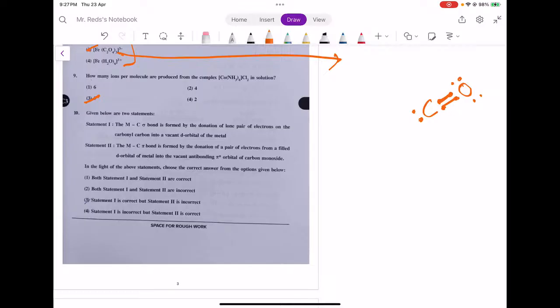Carbon has 6 electrons, but oxygen has 8 electrons. But this molecule is unstable. This is not the correct structure. What is the correct structure for carbon monoxide?